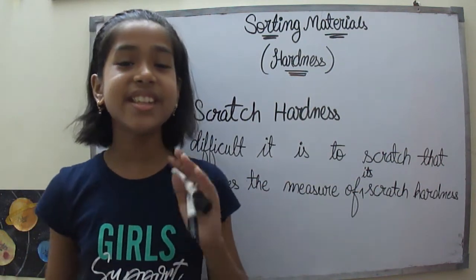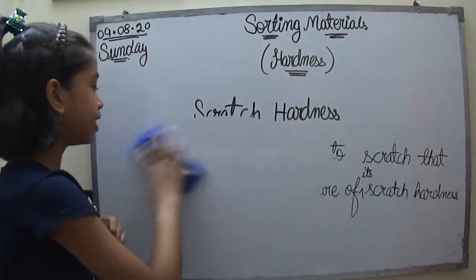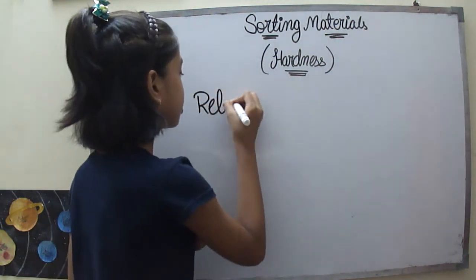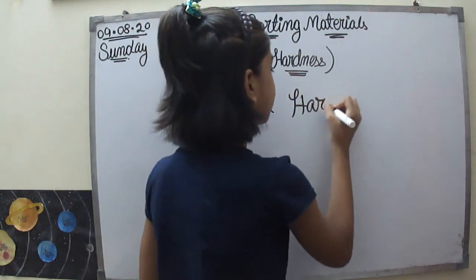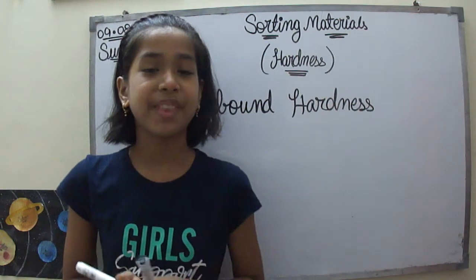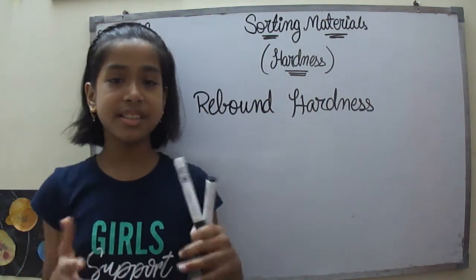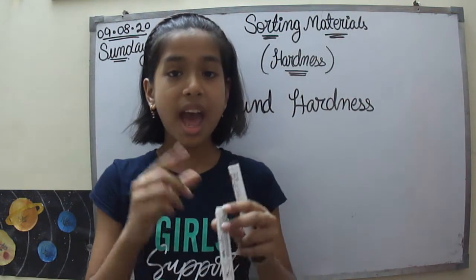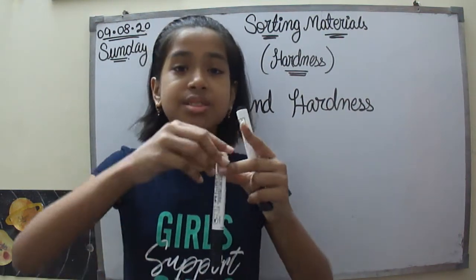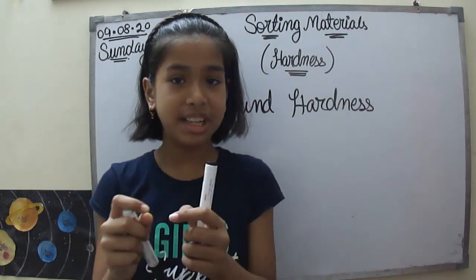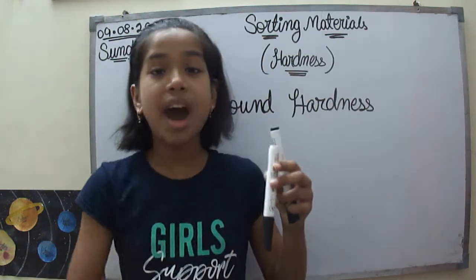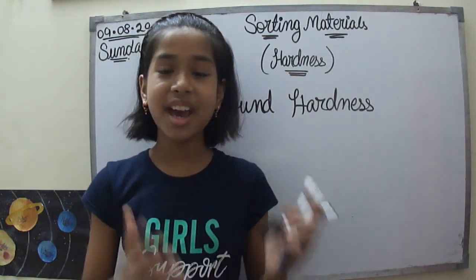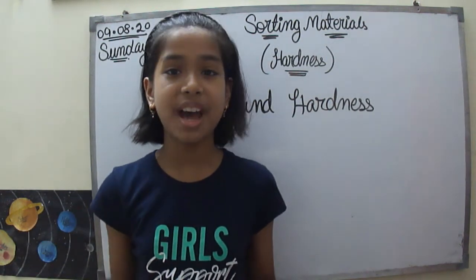It is very simple. Let's take an example of the rebound hardness, and after that we will be clear about it. For example, this marker. If I drop this marker on the table, it will bounce a little, right? So the higher it bounces, the higher rebound hardness it has, and the lower it bounces, the lower rebound hardness it has. So very simple, I think it is clear what rebound hardness is.